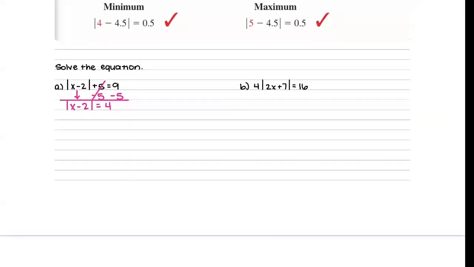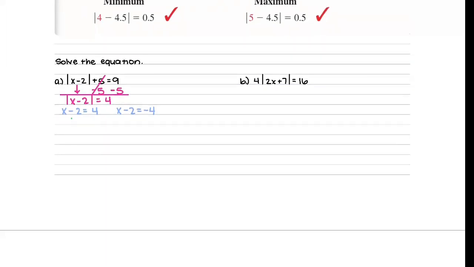I can keep going. I get x minus 2 is equal to 4, as well as x minus 2 is equal to negative 4. From here, just solve for x. So with my equation on my left side, I'm going to add my 2 to both sides, drop down my x. So I have x is equal to 6. For the equation on my right side, I'm going to add the 2 to both sides, drop down my x, and we get that x is equal to negative 2.